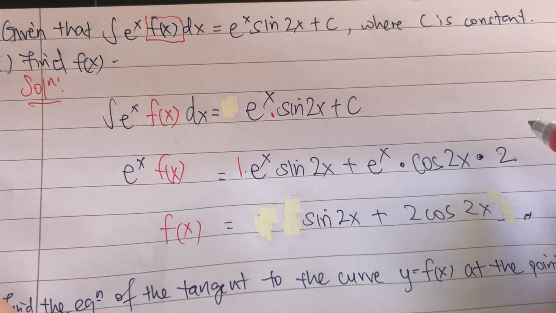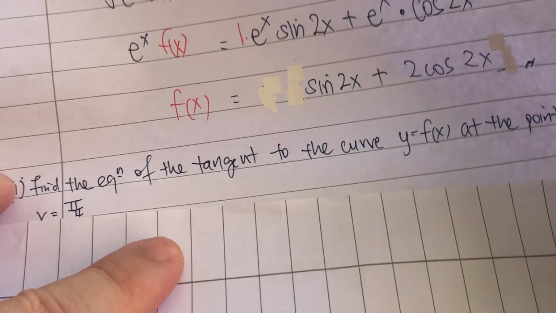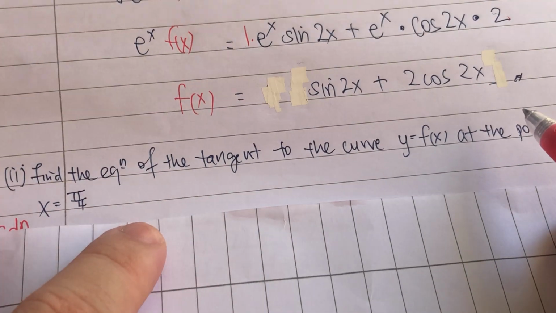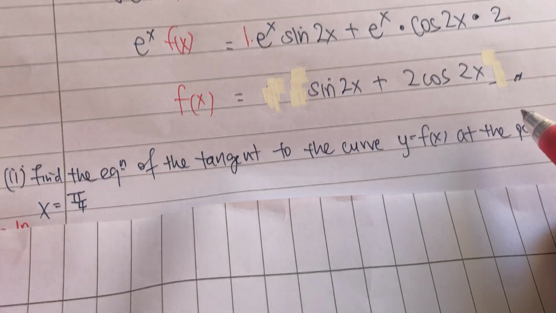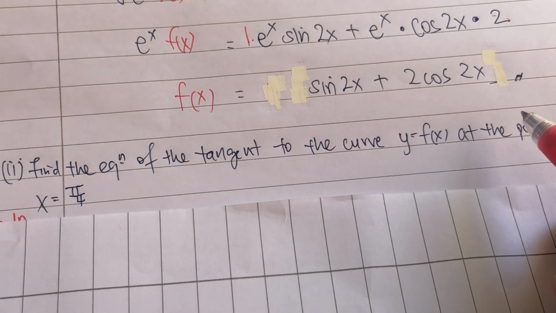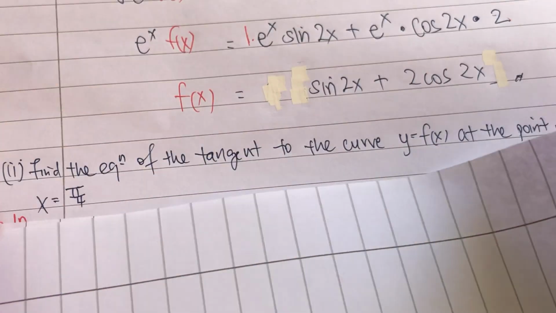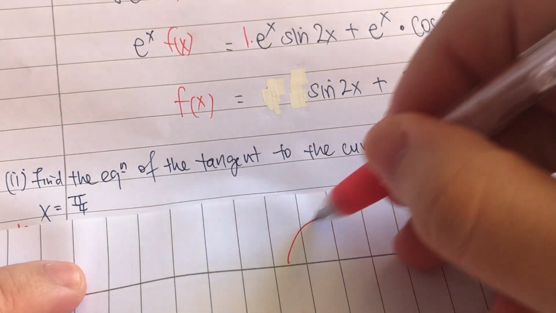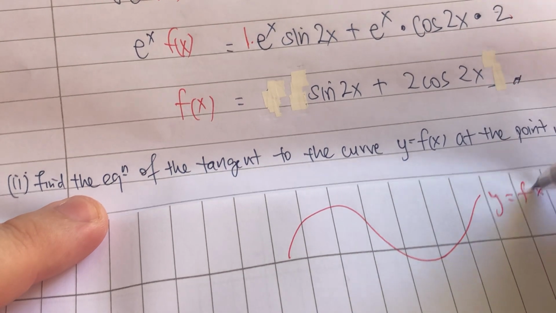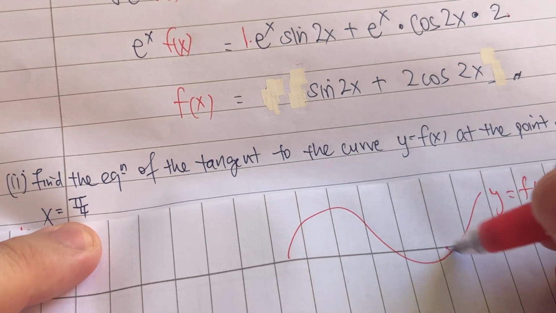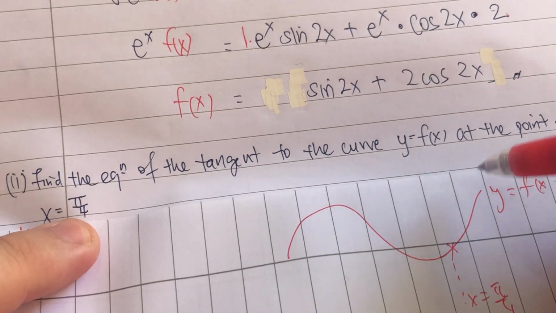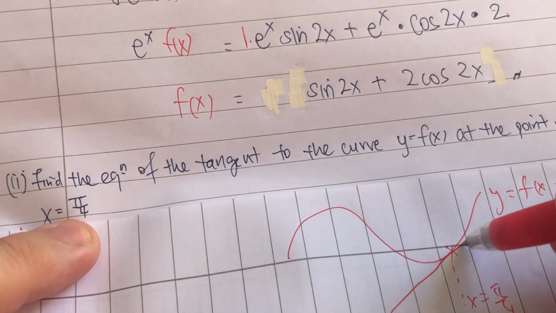Part 2, they say find the equation of the tangent to the curve at the point where x equals pi over 4. So what are they trying to tell us to do? If you don't know, you anyhow draw one curve. This is your y equals f(x), and at the point where x equals pi over 4, they want the equation of this tangent.